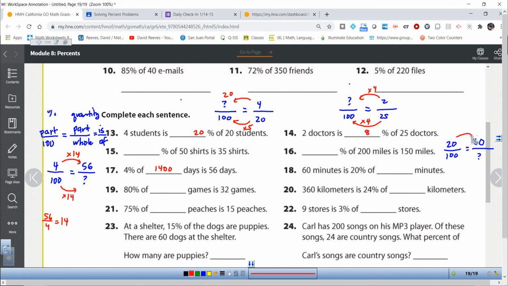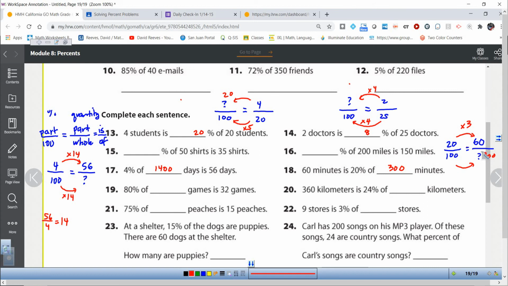What do I have to do to 20 to get 60? I have to multiply by 3. So this one is going to be 3 times as big. So this one must be 3 times as big. So the answer is 300. Are you getting faster at these? Do you understand them now?